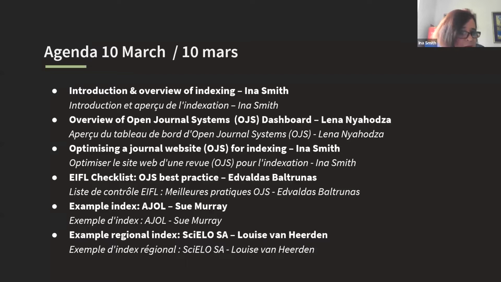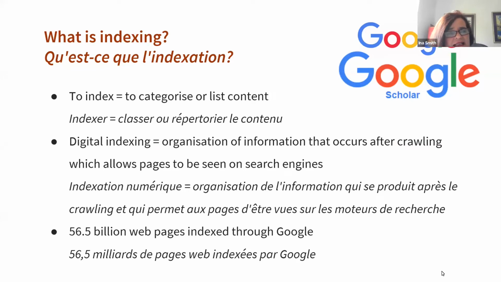And we are a couple of presenters. I will give an overview of indexing. Lena will give an overview of our OJS system as an example, open source system. I will then talk about optimizing your journal website using OJS. Edvaldas will talk about the EIFL checklist and take you through that. And then Sue will share an example index in the example of AJOL, and Louise van Geerden will share more on SciELO South Africa as an example of a regional index.